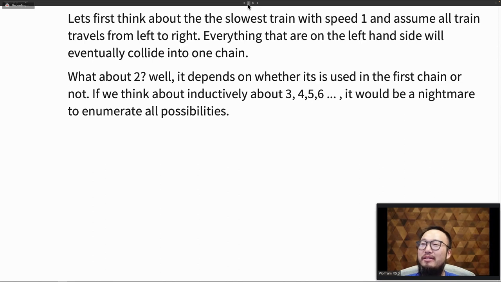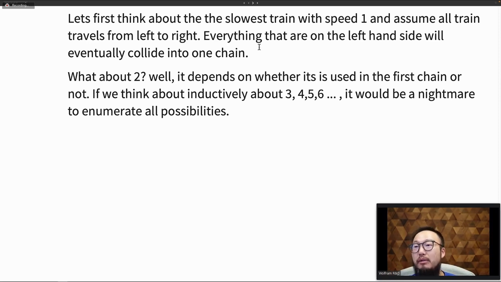I think a programming language, just like the Wolfram Language, really helps you to understand this very quickly. So the key is, what we can think about easily is if you have one on the rightmost side, everything is going to be one chain, because even if a slightly faster train collides, they will move like the slowest one, and the slowest one is at least two. So if, for example, you have a three in the middle, three will catch up with one and everything becomes one.